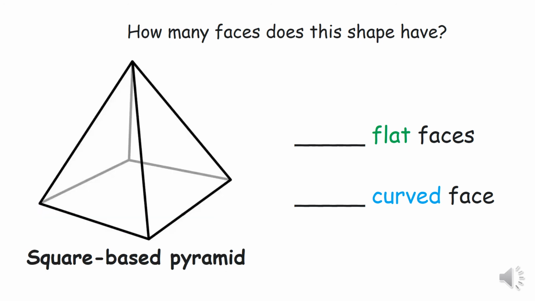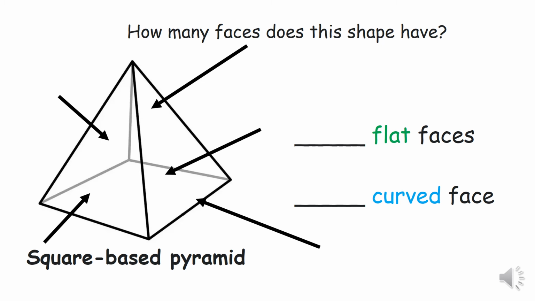What shape do we have here? We have a square-based pyramid. Can you see any faces on a square-based pyramid? Do you think they're flat or do you think they're curved? No, they are definitely flat. There aren't any curved faces on this shape. Let's count the flat faces. 1, 2, 3, 4, 5. Square-based pyramids have 5 flat faces and 0 curved faces.